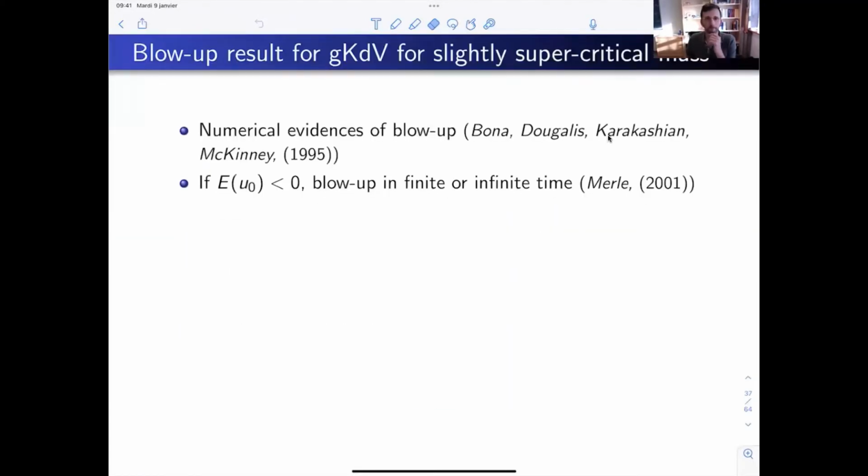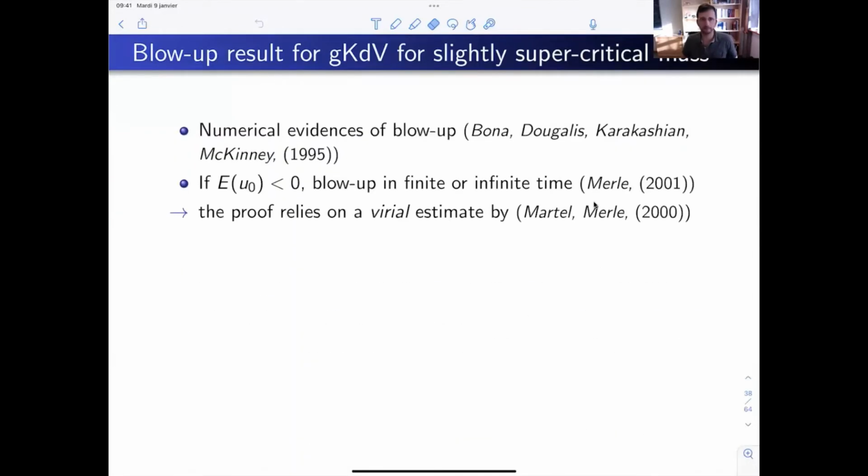Actually, the first rigorous results, as far as I know, are due to Frank Merle in 2001. He proves that if the initial data has negative energy, and here we are always close to solitary waves but with a mass a little bit above, so slightly supercritical mass, then for such initial data with negative energy, you will have blowup in finite or infinite time.